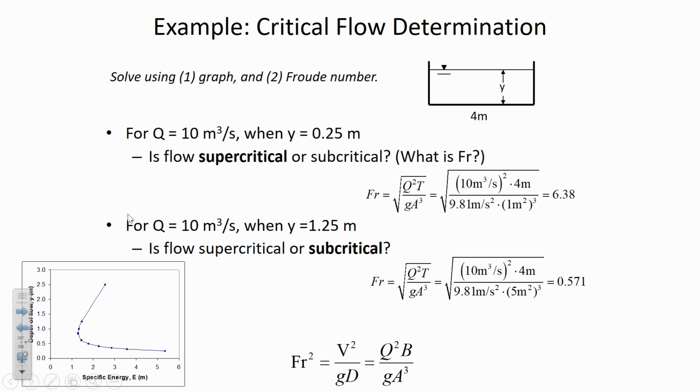Now, the other bullet point, we're looking at the other extreme. What if the depth is greater than 0.86? So the flow depth is 1.25. That's more than the critical depth. So when Y is greater than Y sub C, that means you have subcritical conditions, and the Froude number confirms it. The Froude number that we calculate is less than 1, so that also verifies subcritical flow.